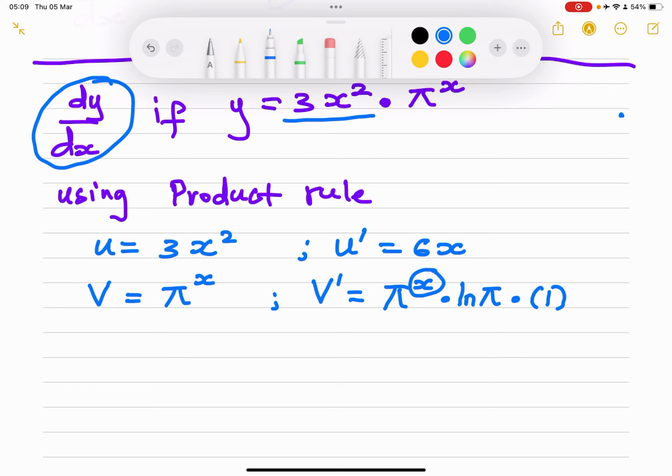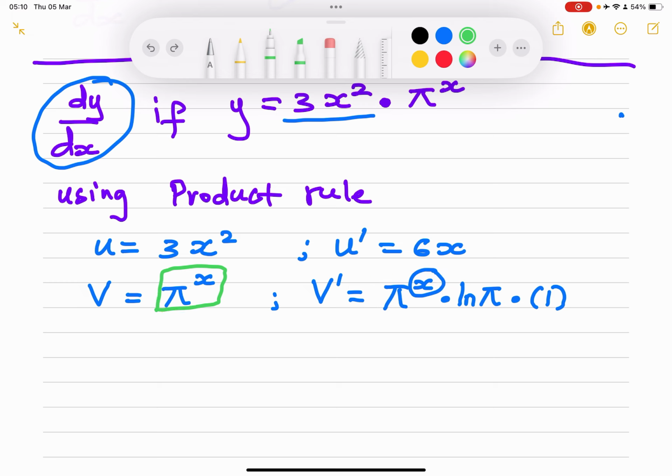I'm going to repeat, guys, so that it makes sense. You always repeat it first. So I repeated it. And then my base is pi. So I times by ln of the base. So you just write ln, whatever the base is. And then you multiply by the derivative of the exponent. The exponent is x. So the derivative of x is what? Is 1. I hope that makes sense.